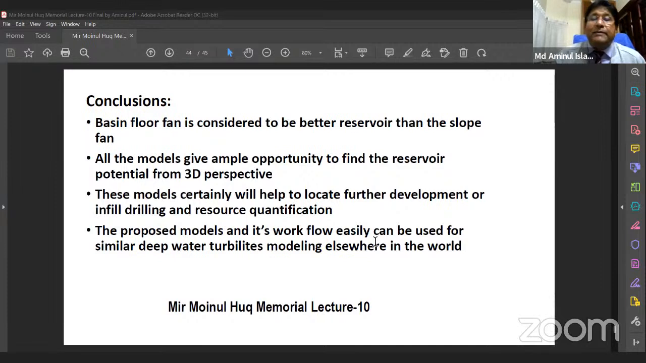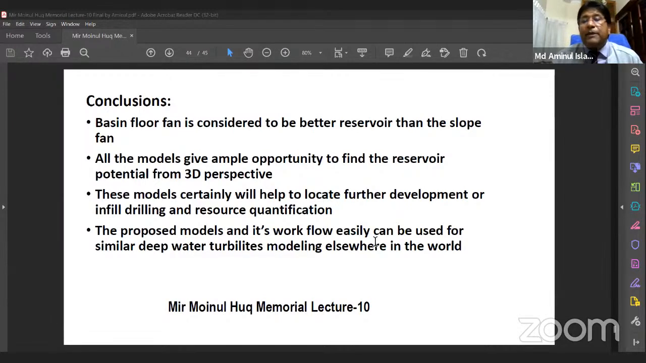It's not limited to turbidites. It can be any other setting. It can be a surface. It can be tidal. It can be fluvial or any other places. We can use this kind of modeling.